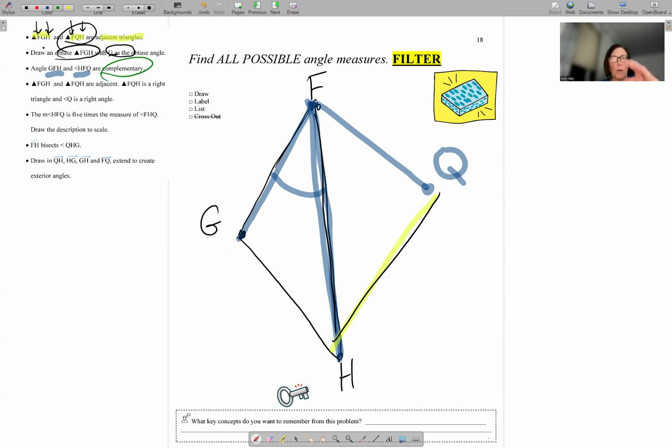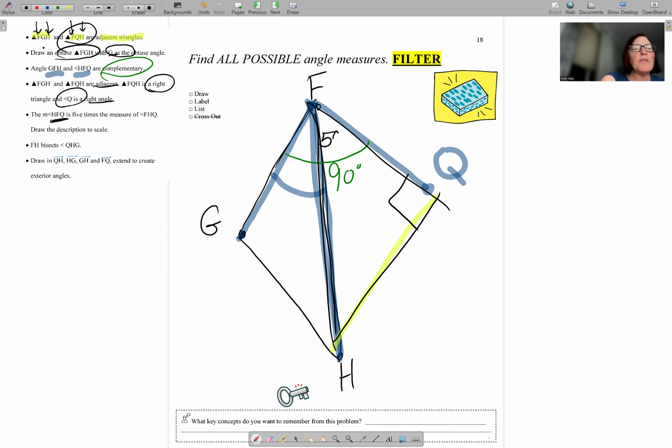Are complementary. Complementary means adds up to 90 degrees. So that means these two angles add up to 90 degrees. FGH, FQH are adjacent. FQH is right here, is a right triangle where Q is the right angle. HFQ is 5 times the measure of FHQ. Here's FHQ, goes this way.